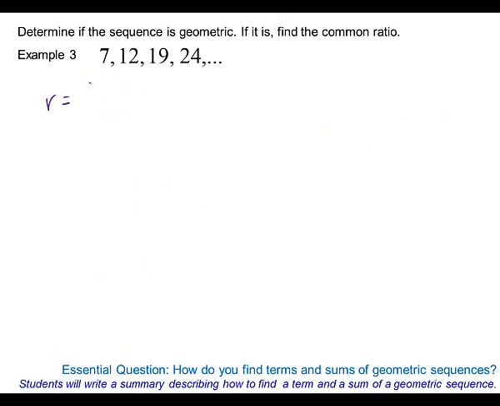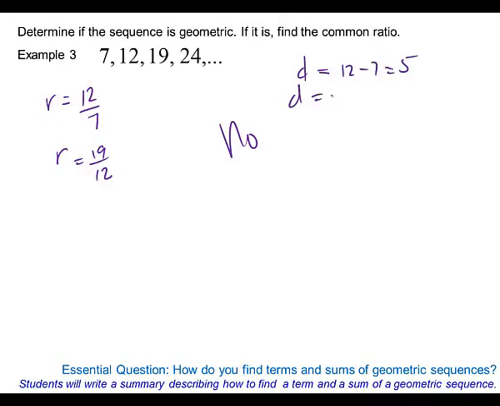Okay, so ratio equals 12 divided by 7. That's not going to simplify. 19 divided by 12. Is that one working? No. But look at this. You don't need to write this down. Look at this. 12 minus 7 is 5. 19 minus 12 is 5. 24 minus 19 is... So that one was arithmetic, right? Okay. So that's an example of you'd have to check both when it comes time for the test. All right, what's wrong? 19 minus 12 is 5. It isn't? What is it? 7. Oh. Apparently it's not arithmetic either. Okay. Apparently I'm not subtracting correctly today.